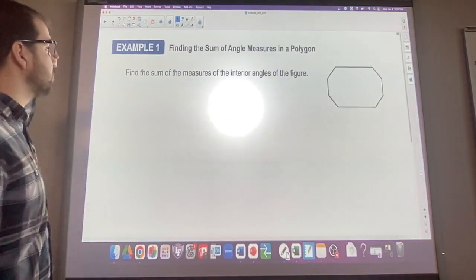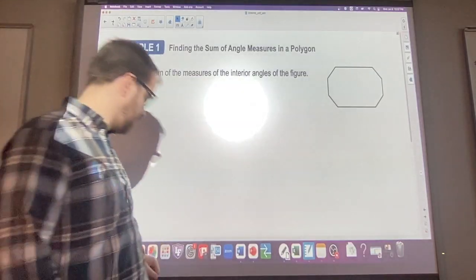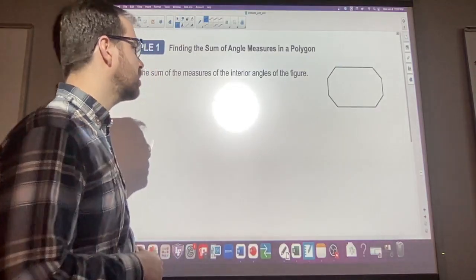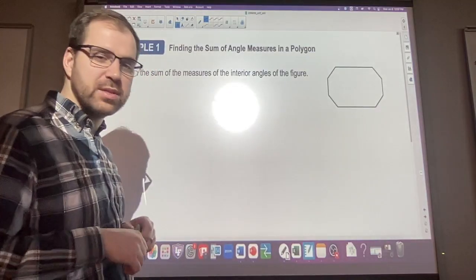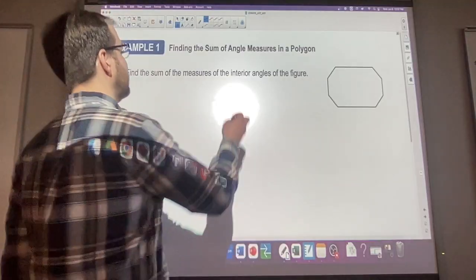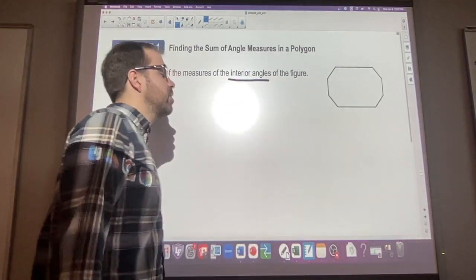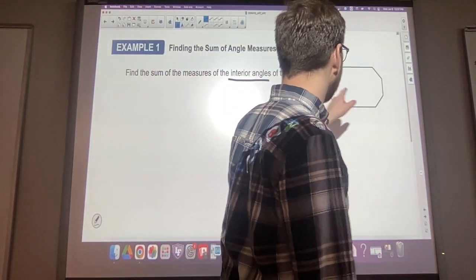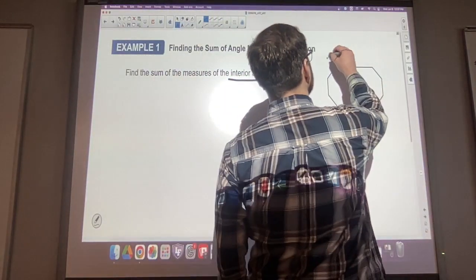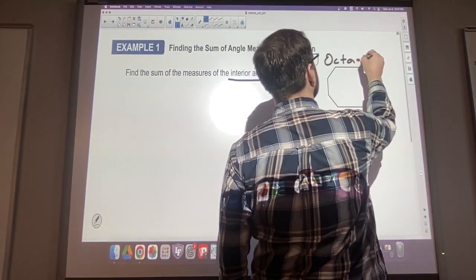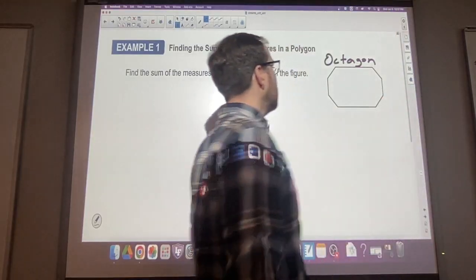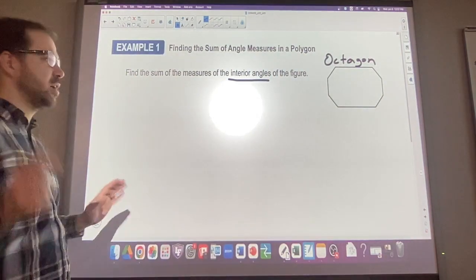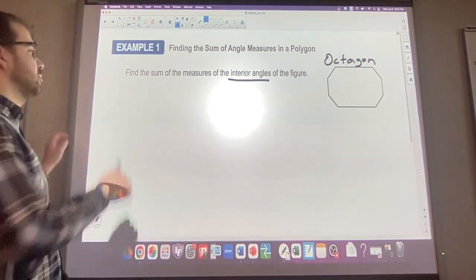All right. So okay, let's pretend we didn't just list all the angle measures, and let's look at what type of shape this is, and then find the measure of the interior angles of the figure. Okay, you can copy this down if you want, but the main thing is this is what type of shape? 1, 2, 3, 4, 5, 6, 7, 8. This is an octagon. Okay, so you can copy down if you want, or you can just say it's an octagon. Doesn't matter what the octagon looks like as long as it has 8 sides.